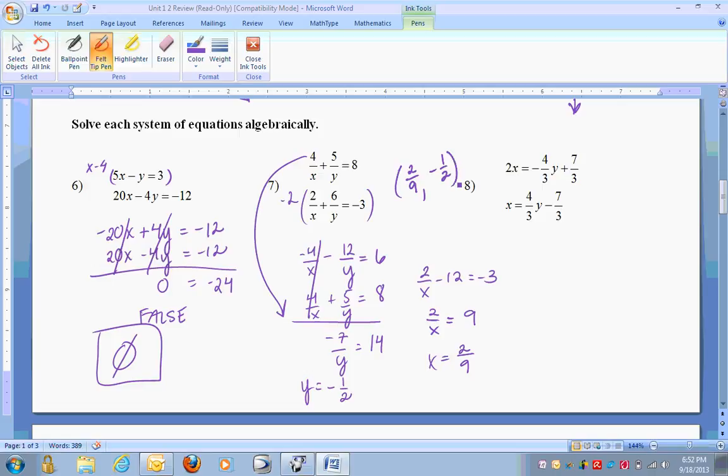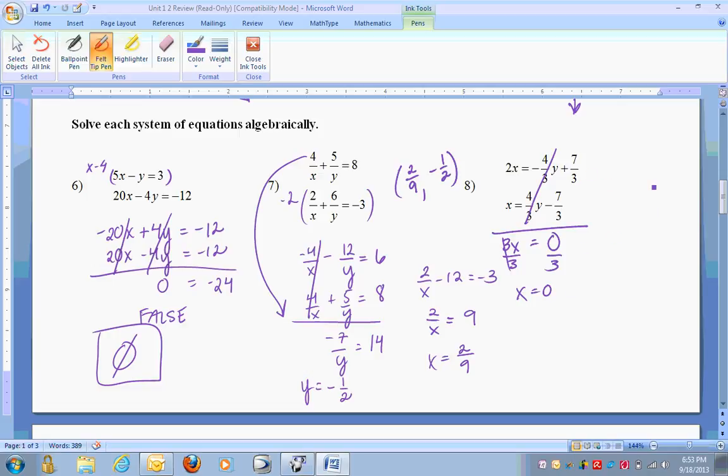All right, moving on to problem number 8. We're going to go ahead and use elimination here because if you notice, I have a negative 4/3 y and a positive 4/3 y, so that just eliminates. So when you bring down 3x, and then that's going to be equal to 7/3 minus 7/3, so that's going to be 0. So then you divide both sides by 3, and you get x equals 0.